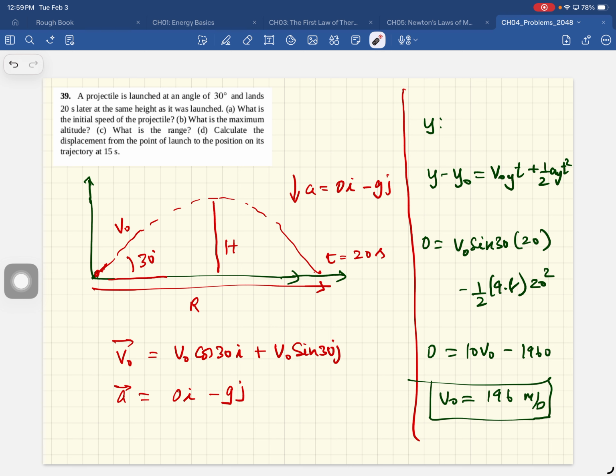All right, what is the initial speed of the projectile? We found that. What is the maximum altitude? Okay, we've sort of stated this. When does it reach the maximum altitude? When the y component of the velocity is 0. It'll have a horizontal component. Also you can tell from here, it'll reach the maximum height at 10 seconds. Okay, so we can go back here. We'll put that as the maximum height, h, and put 10 seconds.